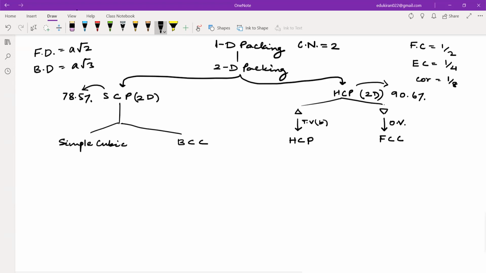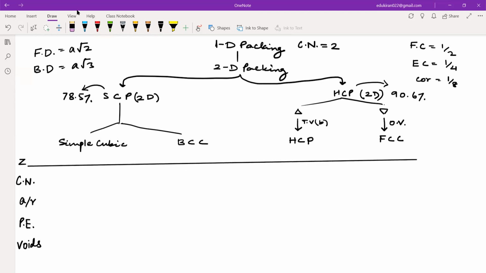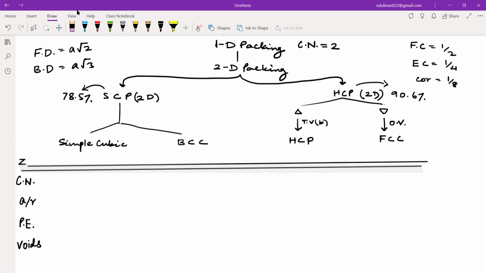Face centered cubic. Now for all of these, we will write a few things. We'll write the Z for all of these. Then we will write the coordination number for all of these. We will write the relationship between a and r. We will also write the packing efficiency. And at last, we will write the voids. Now, take the help of your notebook, and all of you will answer me the answers for these parts.